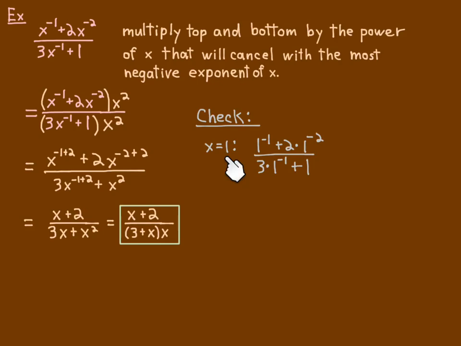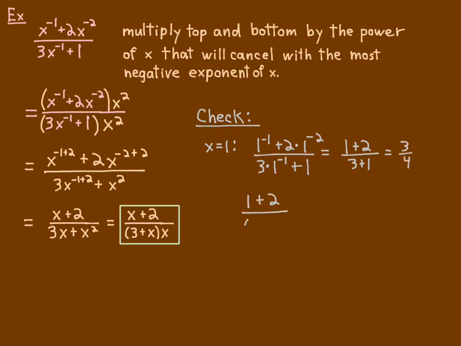So I used 1. And I'm putting it in this original. Remember, the negative powers mean you do the reciprocal. So 1 over 1 is 1. 2 over 1 squared is just 2. That's just 3, and that's 1. So 1 is pretty easy. So I got 1 plus 2 over 3 plus 1. So that's 3 over 4, 3/4.